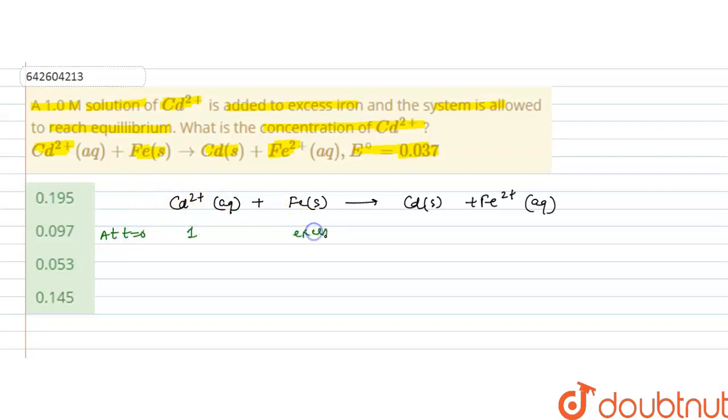Now let's say at time t equals 0, the concentration of cadmium 2 positive is 1 molar, as given, iron is in excess, and the products are nil. At equilibrium, let's say x amount is dissociated. So x amount of cadmium 2 positive is used and x amount of iron 2 positive will form. But cadmium is present as a solid, so its concentration will not affect the equilibrium, and we will not write it.